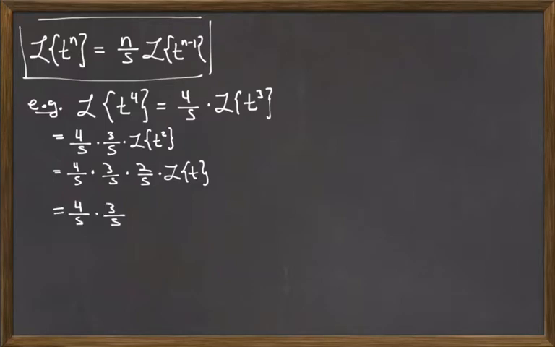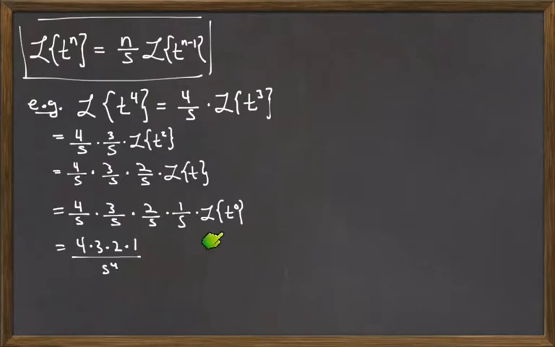And then 4 over s, 2 over s, 3 over s. I'm going to have a factor of 1 over s now, and it's going to become the Laplace of t to the 0. So we have 4 times 3 times 2 times 1. I have a bunch of s's in the denominator, s to the fourth multiplied together. And then t to the 0 is 1, so I really need the Laplace of 1, which we've computed, and that's another 1 over s.